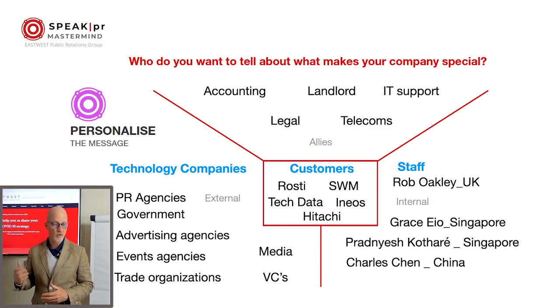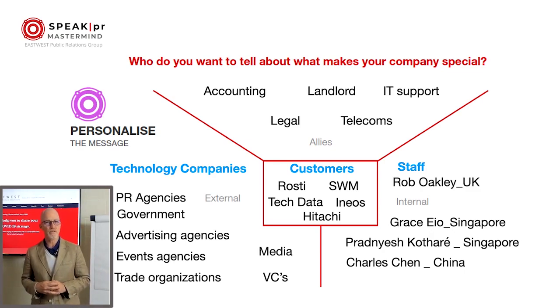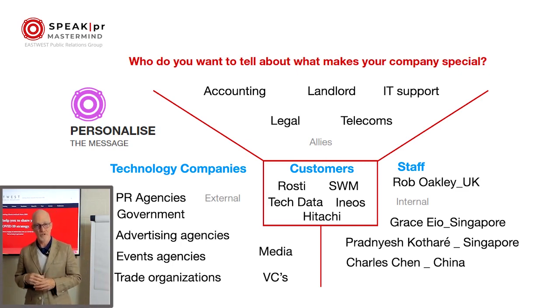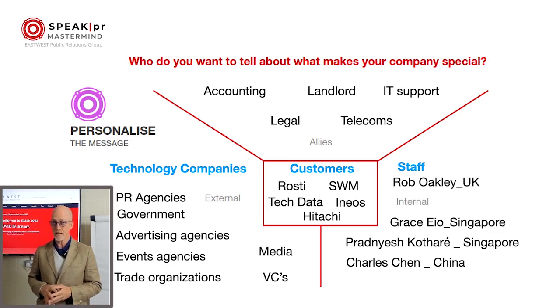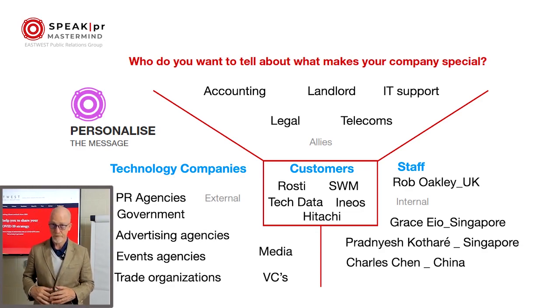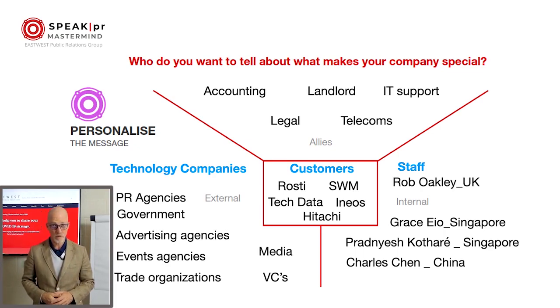So in my case, I've got Rob in the UK, I've got Grace in Singapore, I've got Pradnesh in Singapore, I've got Charles in China. These are people that once a month I pay to do the work. So they kind of have to do what I ask them to do, but how engaged are they? How much do they believe in what we're doing? How much are they looking for somewhere else to work? I know with my own team that they're all on demand. They're all self-employed freelancers turning up for work because they want to.